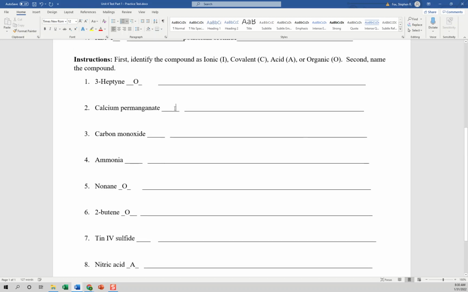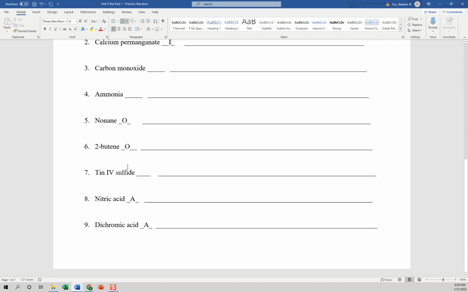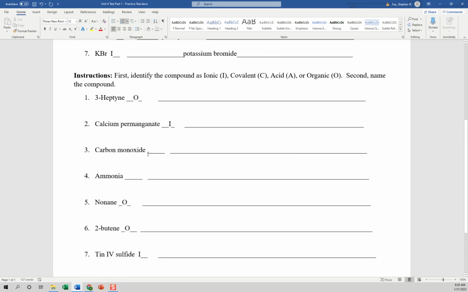If it's got a metal, it's ionic, so calcium is a metal, so ionic. Tin, or it has a Roman numeral, it's got to be ionic, but tin's a metal, so ionic. And then we got carbon monoxide. Mono is a covalent prefix, so I know that's covalent. And ammonia is one of those special ones we got to memorize, so ammonia is also covalent. Okay. All right, so let's do the ions.